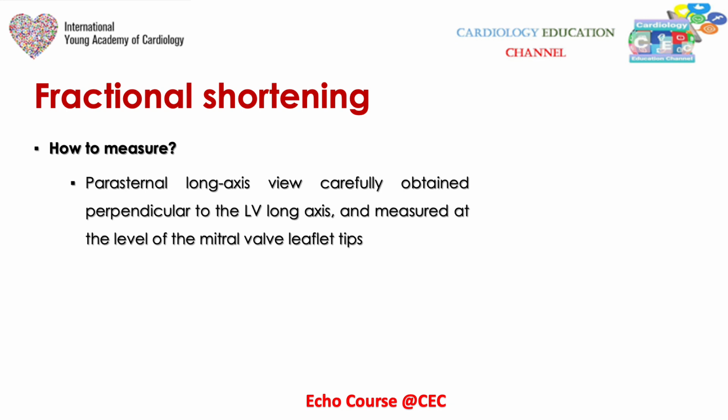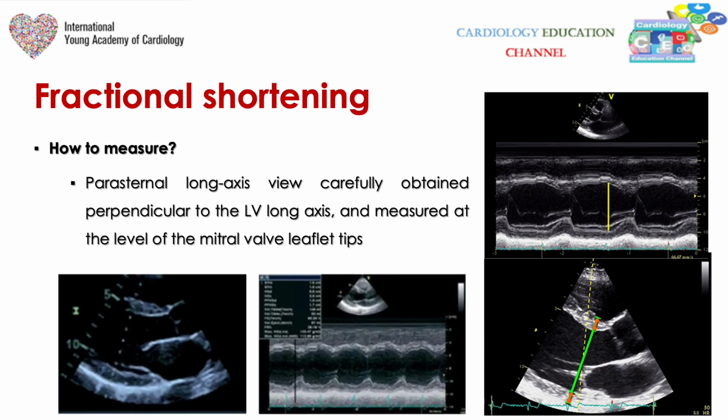So how do you measure it? You measure it from the parasternal long axis view, carefully obtained perpendicular to the LV long axis and measured at the level of the mitral valve leaflet tips. You should be cautious that your M-mode plane is cutting perpendicular to the interventricular septum and perpendicular to the LV long axis. You can roughly estimate the LV long axis by an imaginary line between the middle of the mitral valve annulus and the apex of the left ventricle.